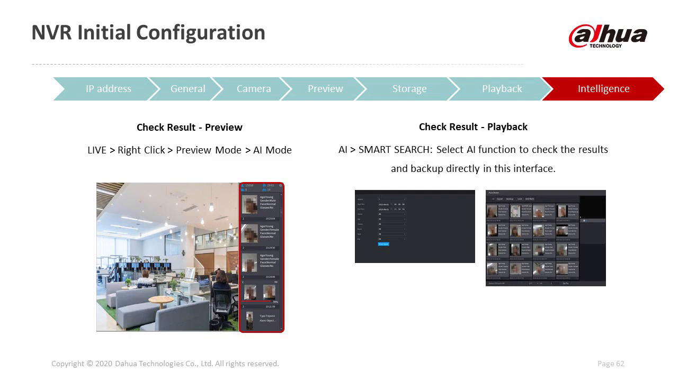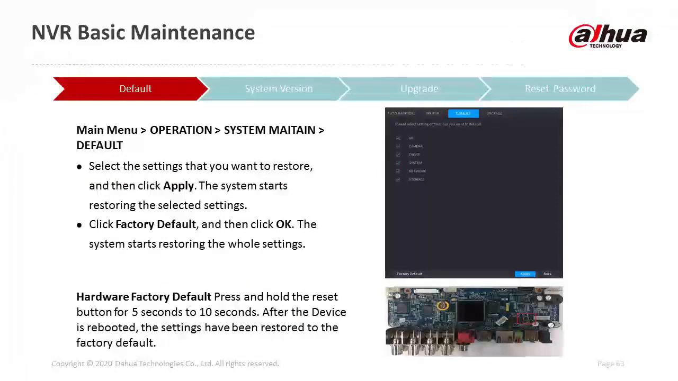For NVIA default, you can select the settings that you want to restore, and then click Apply. The system starts restoring the selected settings. You can also click Factory Default to restore the whole settings. Hardware Factory Default is also supported by some models.